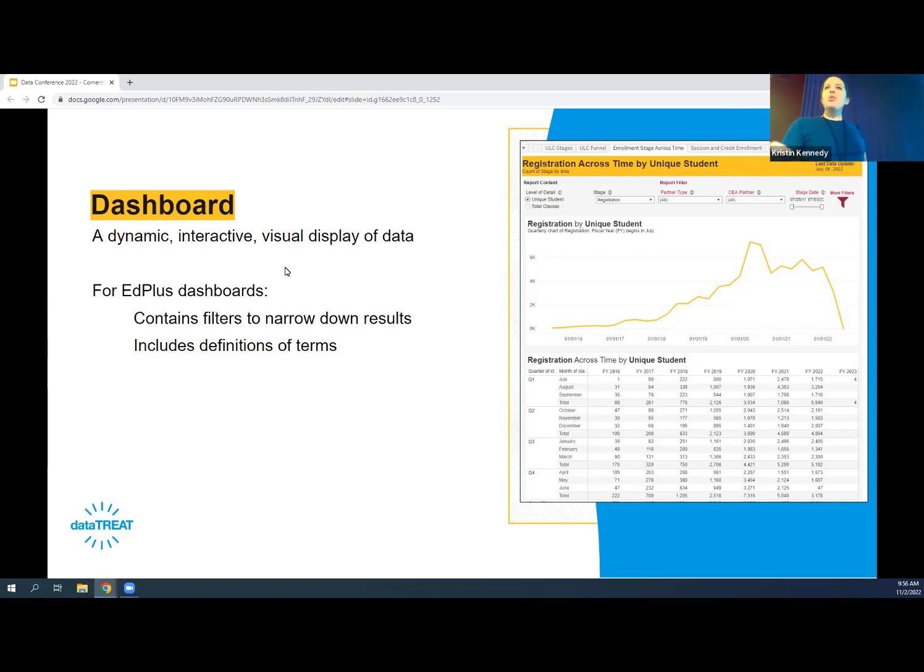It also usually provides definitions at the bottom. It might not provide every definition you need, but it will provide some at least to give you some context to what this dashboard is looking at. A lot of these dashboards can be found on the analytics site, and we, Ed Plus, build dashboards as well to help people visualize some of this data.